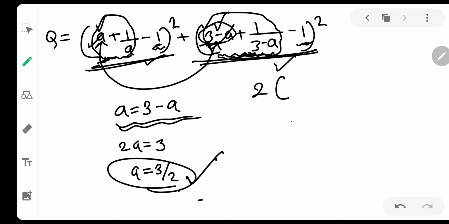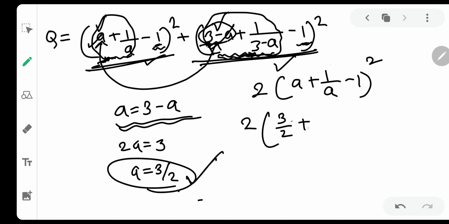So I can say 2 times (A plus 1 by A minus 1) the whole square is my minimum value. So this would be A 3 by 2 plus 1 by A will be 2 by 3, minus 1, the whole square, and then 2 times this will be 9 plus 4, 13 upon 6, 13 minus 6, 7, 7 upon 6 the whole square.